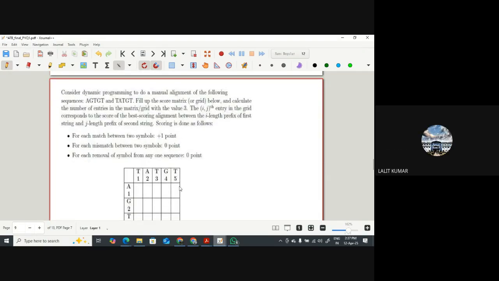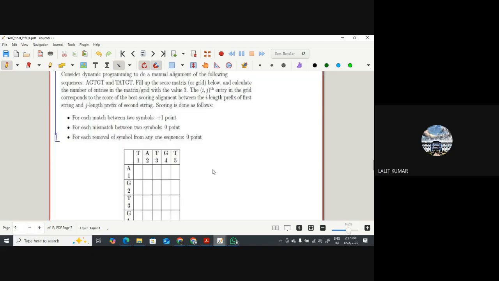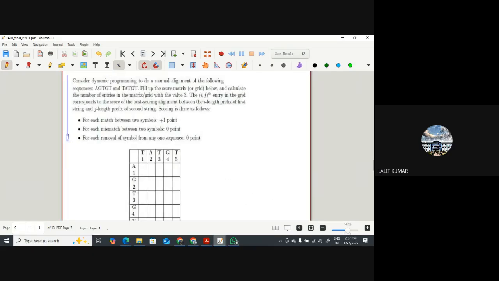Yes. Okay, so this is the next question. Consider dynamic programming. In our last session, I had solved this incorrectly, so fortunately we have got this session and we can do it. These are the two sequences, AGT, GT, TAT, GT. Fill up the score matrix and calculate the number of entries in the matrix grid with the value of 3. We have to find this out.